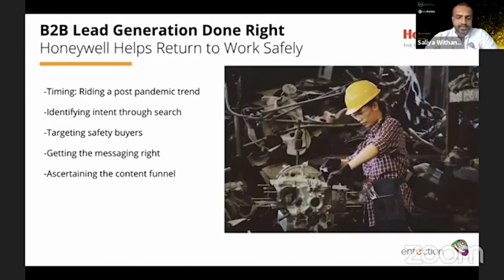So we have a few case studies from some of the clients that we work with. So we work with Honeywell in Malaysia quite closely. And obviously, Honeywell is a very B2B kind of a space. They had a few solutions, especially that worked well with the post-pandemic scenario. So the timing was right.